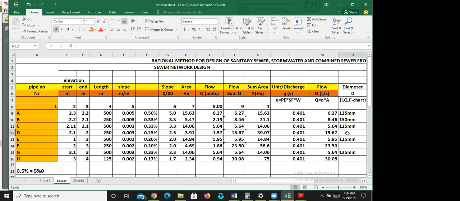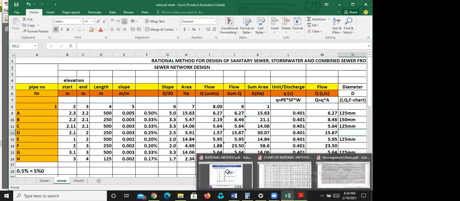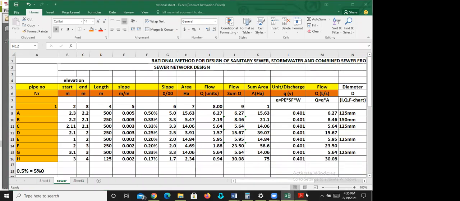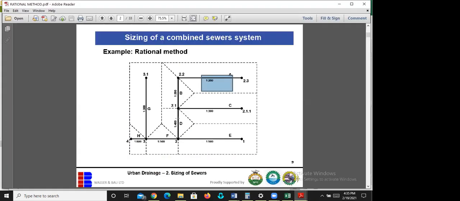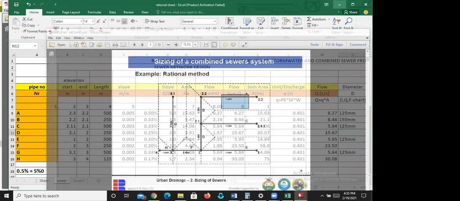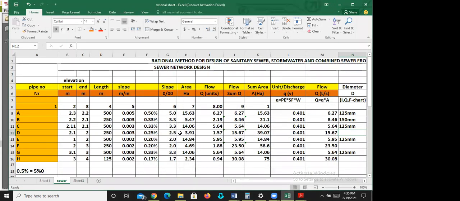So this is 15.67 for D. And why is the flow high? Well, the flow is high because if you look at D, D is bordering three catchments. It means catchment C has come, catchment A and catchment B. All of them are entering into D. So 15.67 against 2.5 based on our chart, but 0.25% globally.